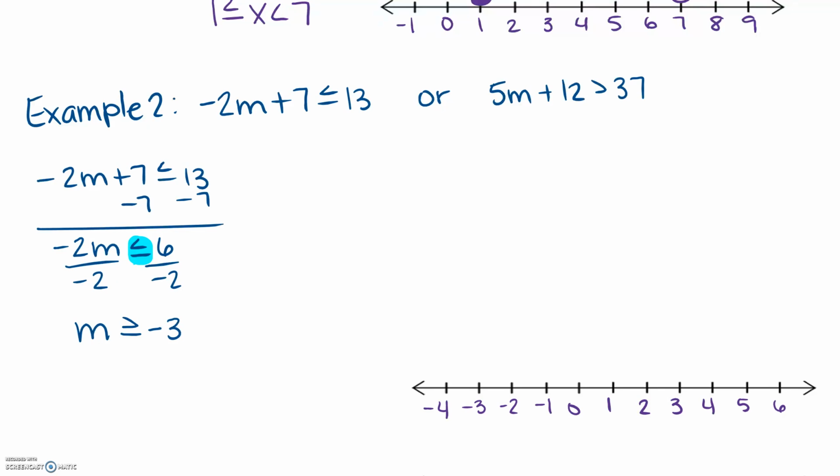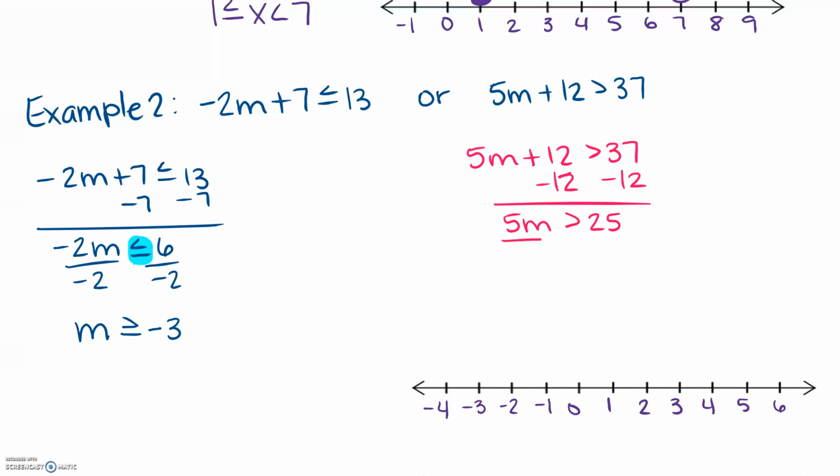So do not forget to switch the inequality symbol and reverse the direction if you're multiplying or dividing by a negative value. The next one, we have 5m plus 12 is greater than 37. We're going to subtract 12 from both sides. That gives us 5m is greater than 25. Then divide both sides by 5. And m is greater than 5.